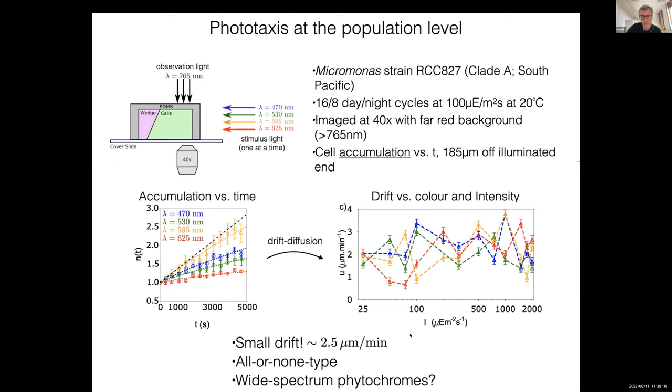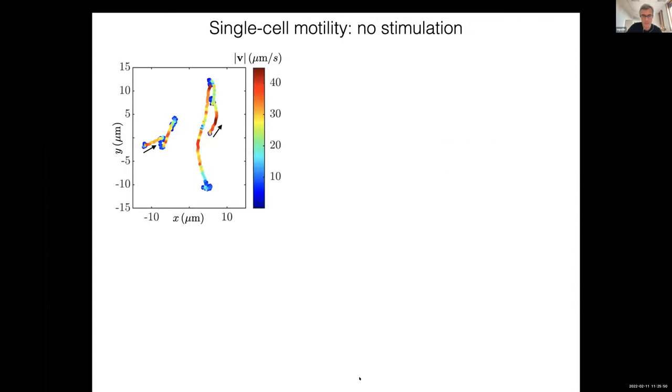And this tells us a few things. The first thing is a question mark actually: why do we bother having such a small drift, like a couple of microns per minute? The second one is the fact that there isn't really any type of pattern, which tells us that it can be understood as an all or none type of response, and has to be elicited by stimuli detected from a wide spectrum of phytochromes.